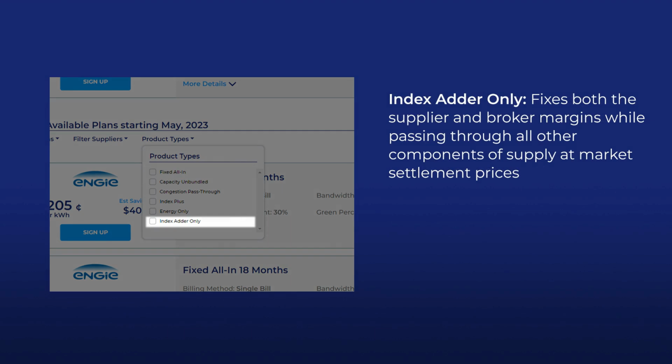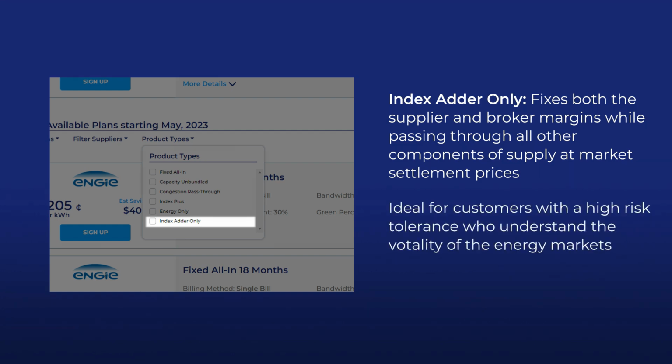Index adder only fixes both the supplier and broker margins while passing through all other components of supply at market settlement prices. This product should be managed carefully and can be paired with a fixed block when necessary. Customers best fit for this product have a high risk tolerance and understand the volatility of the energy markets.